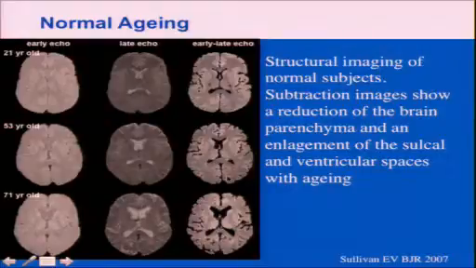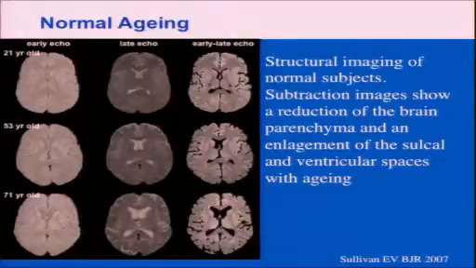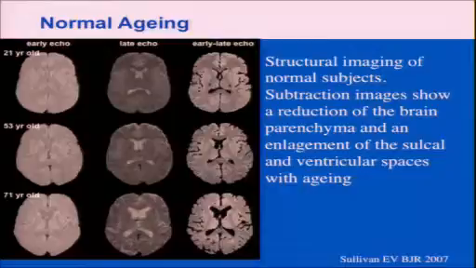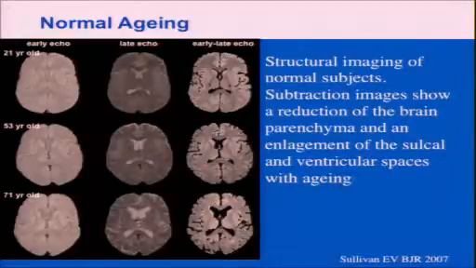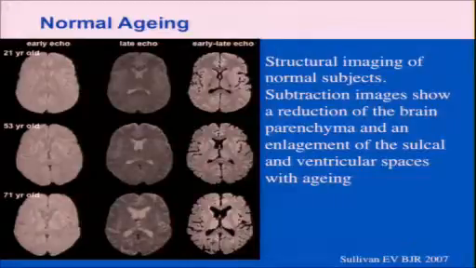So there's an interesting study that was published quite a while ago, in 2007, from Sullivan. He did about the same analysis, but not longitudinal. He looked at different age groups and tried to quantify the amount of atrophy. Structural imaging was done in normal subjects. They subtracted the images and looked at the brain parenchyma and an enlargement of the sulci and the ventricular spaces with aging. And you see here the three groups: the 21-year-old, the 53-year-old, and the 71-year-old.